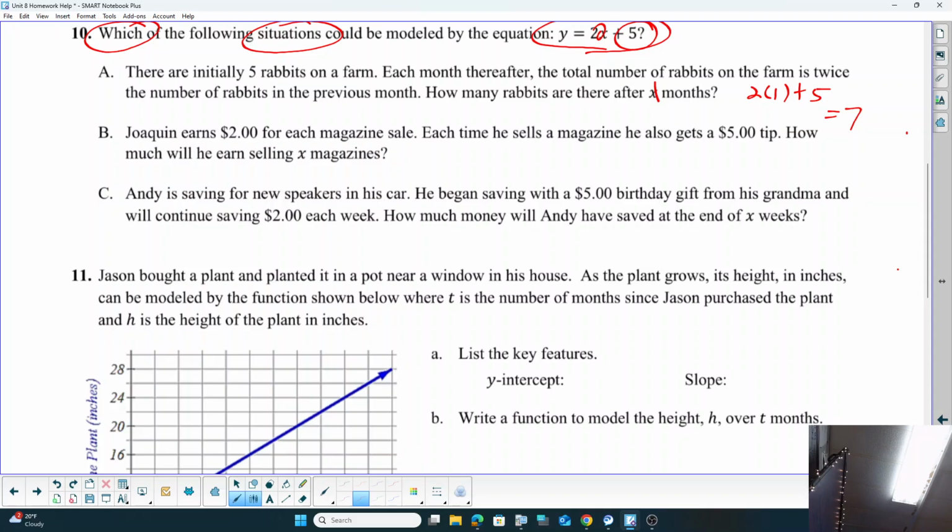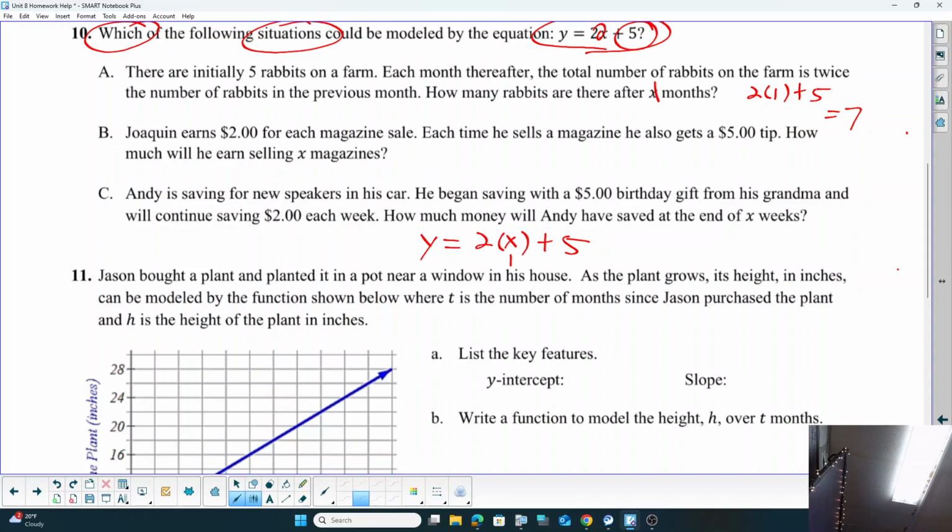Interesting. Andy is saving for new speakers in his car. He began saving with a $5 birthday gift card from grandma. Continues saving $2 each week. So how much money did Andy save at the end of X weeks? Well, let's see. So $2 each week, right? Plus your initial $5. So 1 week, plug it in. 2 weeks, 3 weeks, 4 weeks. Man, I think there's more than one answer. I don't know. We'll have to check it out and see.